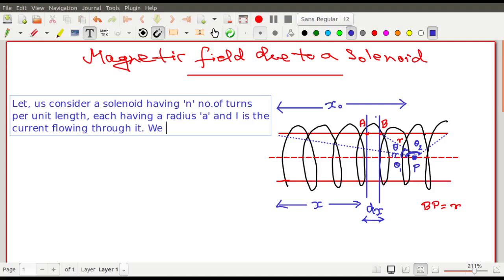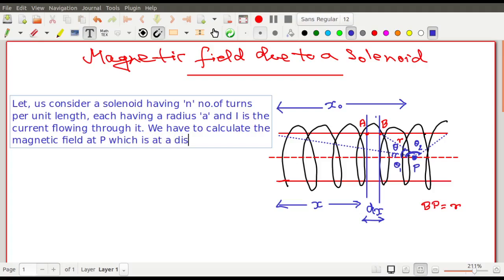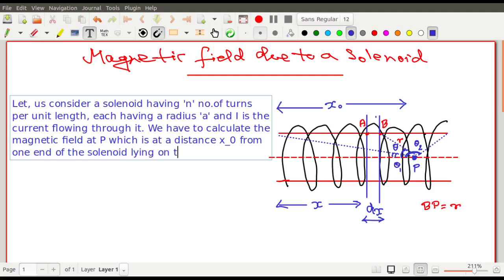Now what do we have to do? We have to calculate the magnetic field at capital P, which is at a distance x0 from one end of the solenoid, lying on the axis.